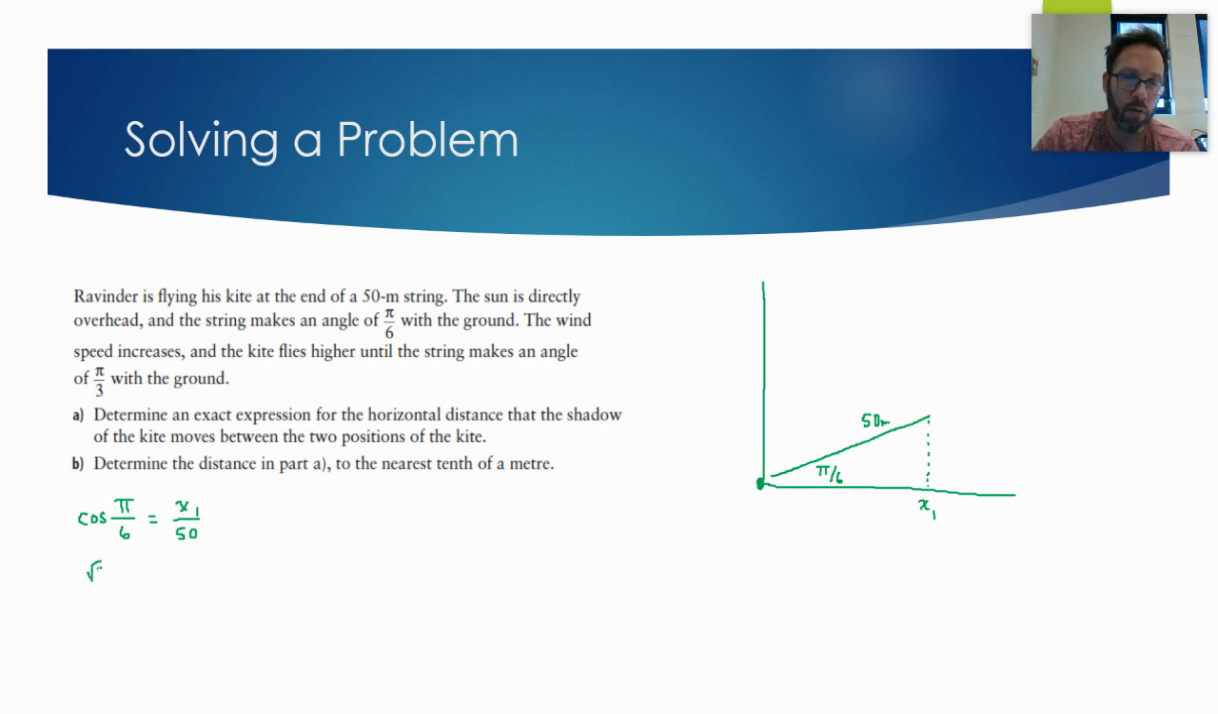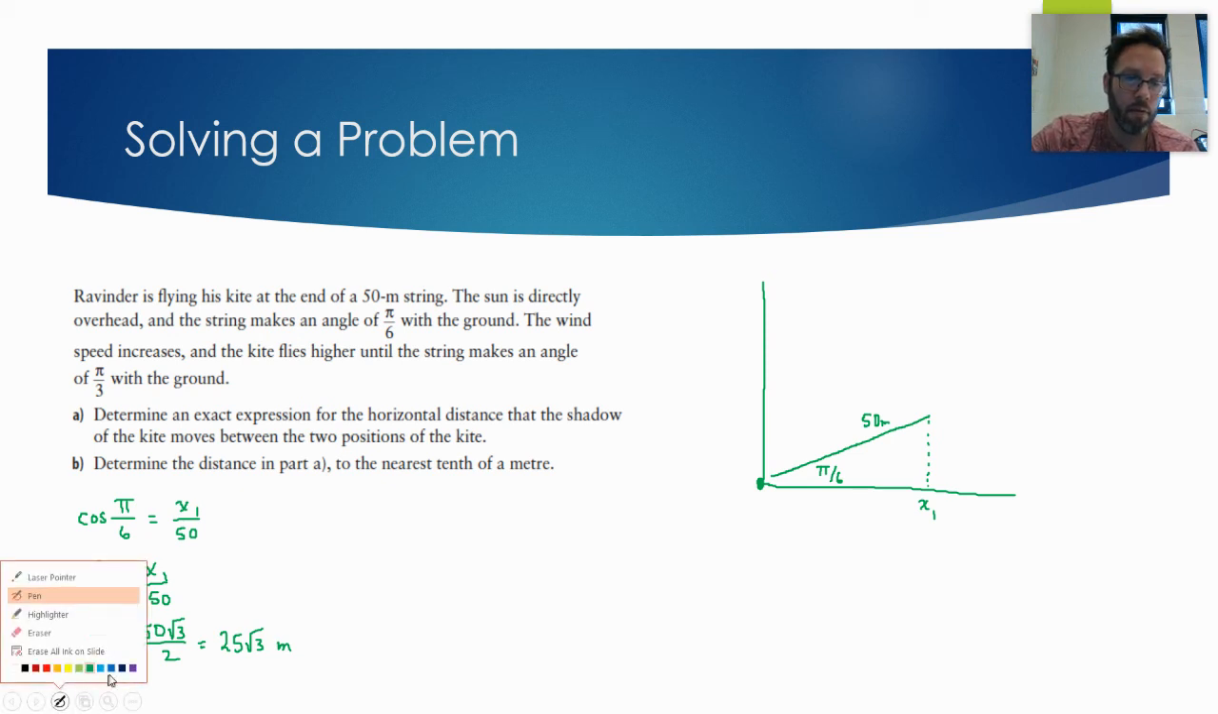Root 3 over 2 equals x1 over 50. And we can just clean that up. x1 is equal to 50 times root 3 over 2. 50 over 2 is just 25. 25 root 3 meters was the length of the kite shadow initially.